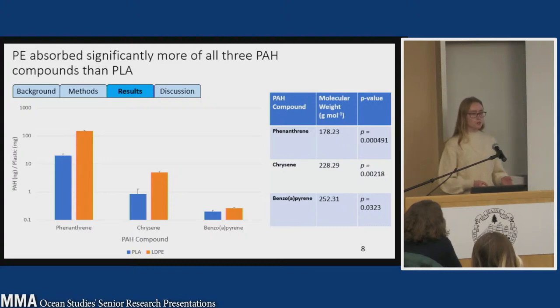And in regards to total sorption capacity, polyethylene absorbed significantly more concentration of all PAHs than PLA, as all p-values were less than 0.05. And on the figure, you can see that phenanthrene was absorbed in the greatest concentration into both plastics. And please note that this is represented on a log scale. And additionally, increased molecular weight of the PAH compound meant a lesser amount was absorbed into the plastic. So benzo[a]pyrene had the greatest molecular weight, and it was absorbed in least amount into both plastics.